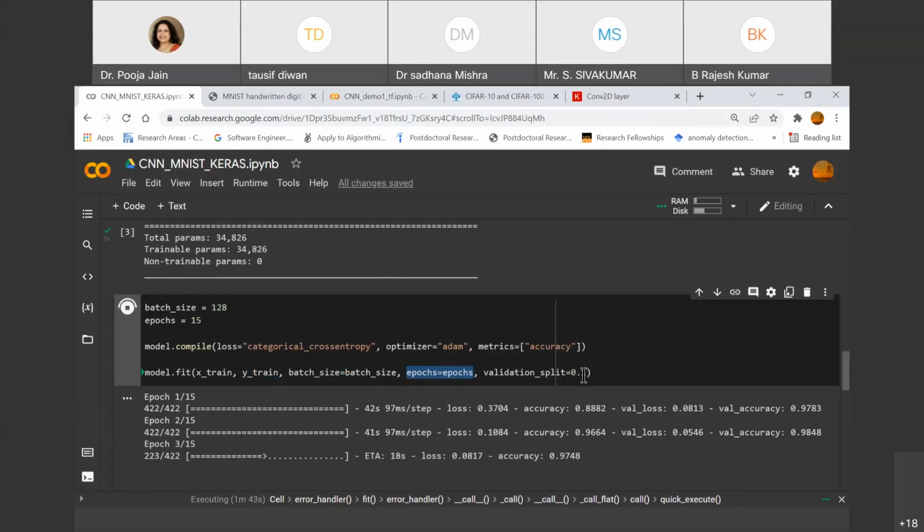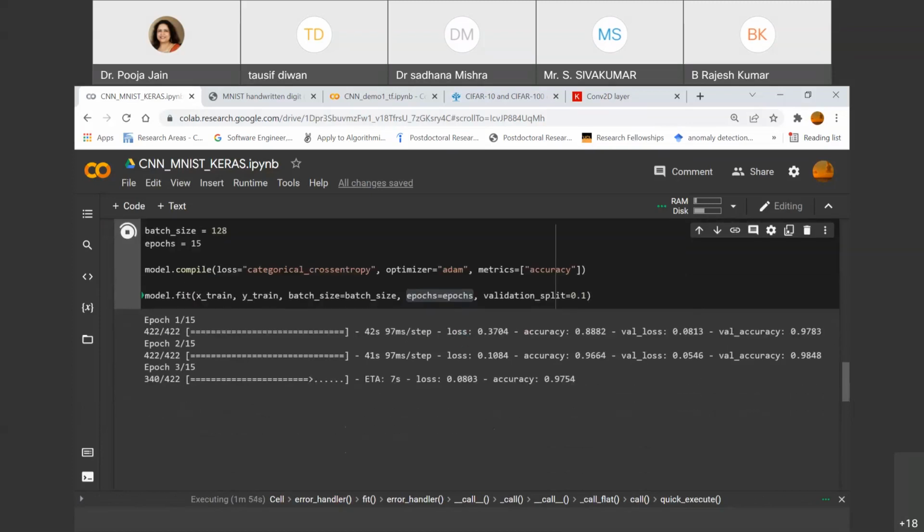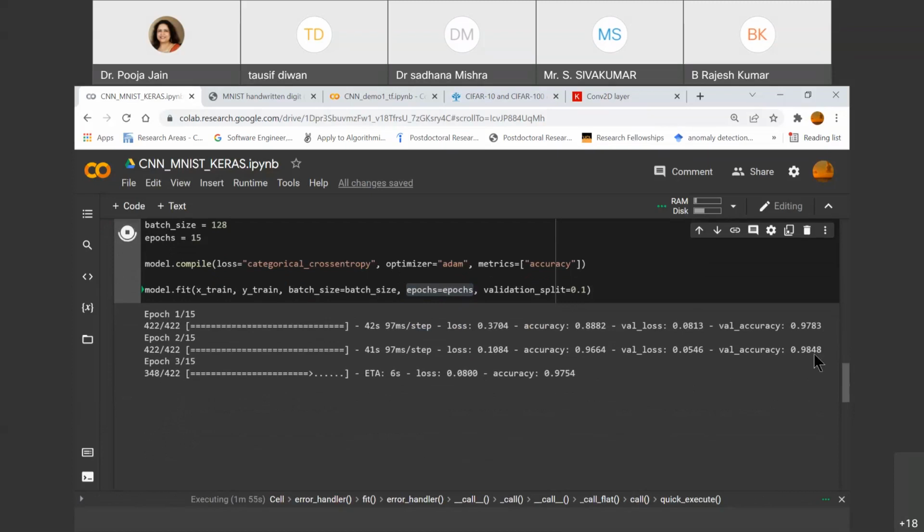What do we mean by this? Among the 60,000 samples, 10% are kept as a validation set that we will be using at the end of each and every epoch. Now see how the output is getting printed over here. Just try to understand this. Here, this is the very first epoch.